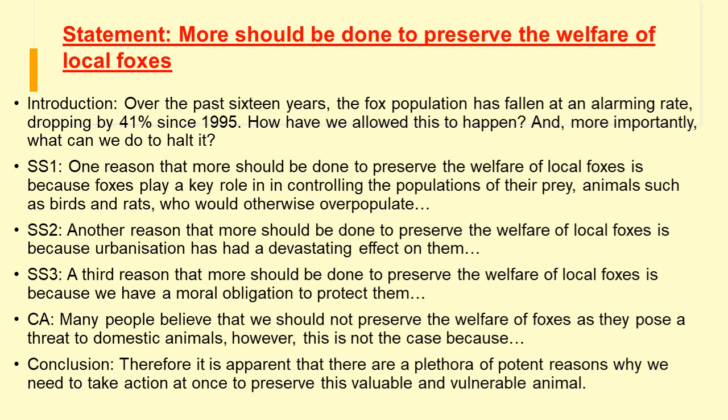And then finally, a conclusion. Therefore, it's apparent that there are a plethora of potent reasons why we need to take action at once to preserve this valuable and vulnerable animal. So we've got plethora of potent, alliteration, also preserve, and then valuable and vulnerable, alliteration again. And you've also got we need to. So you've got an imperative verb there, a command, we need to. So that is my structure.